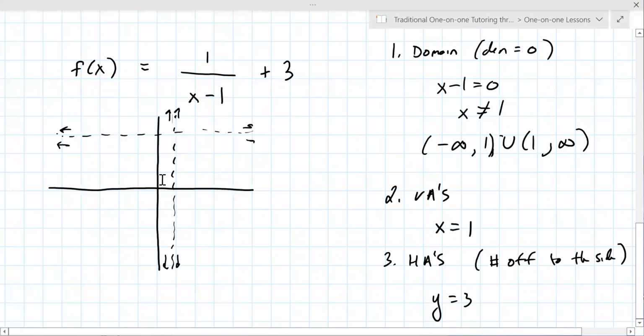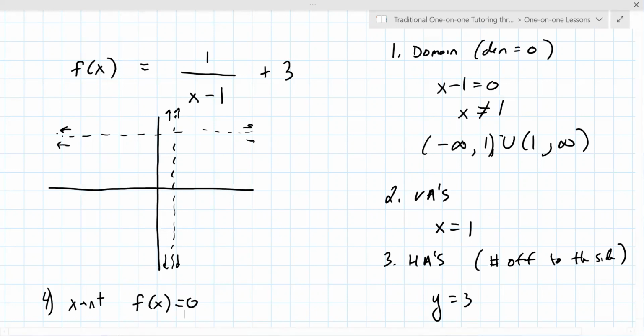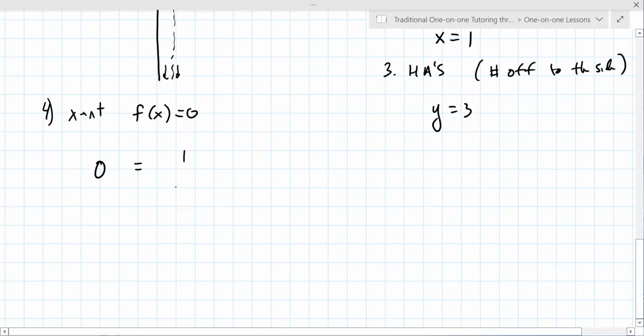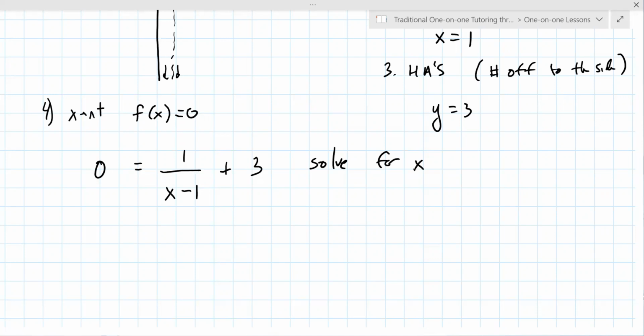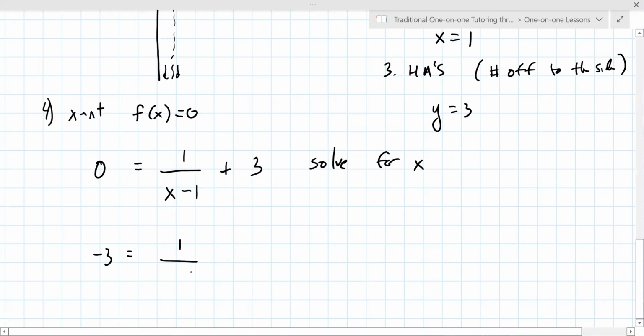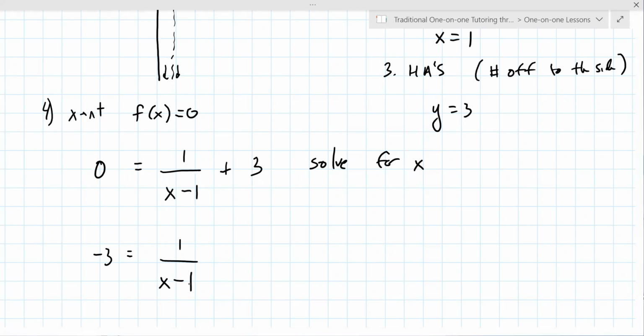Okay, and then the next thing we're going to do is the x-intercept. So the x-intercept, normally you set the numerator equal to 0, right? But more generally, what you're doing is you're setting f of x equal to 0. You're setting the whole left side equal to 0. So that's 0 equals 1 over x minus 1 plus 3. And you have to be able to solve for x. Any idea how to do that? Wouldn't you start out by subtracting 3 on both sides? Yes. So you'd have negative 3 equals 1 over x minus 1.